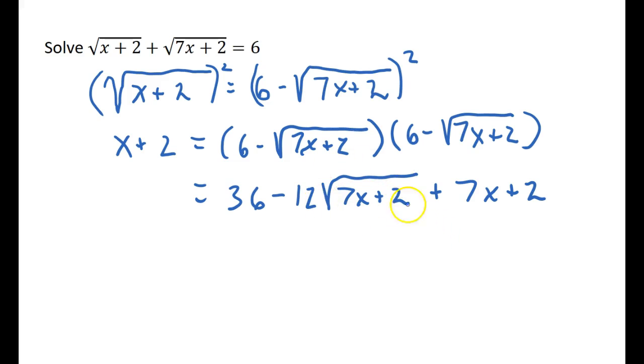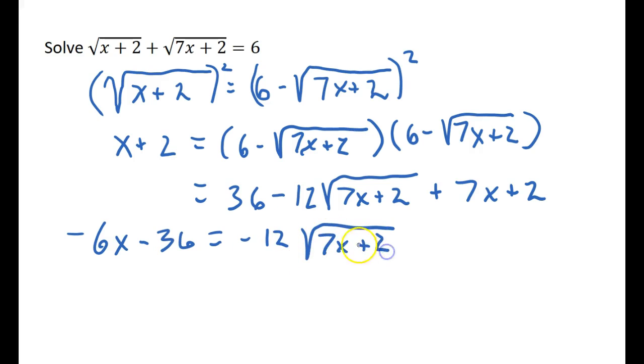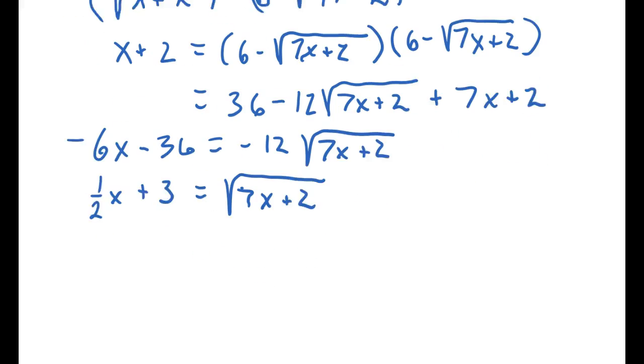Okay, now we're going to isolate this radical and get everything else on the other side. So I'm going to subtract 7x, which is going to give me minus 6x. I'm going to subtract 38, so it's going to give me minus 36 equals negative 12 radical 7x plus 2. I'm going to divide everything by negative 12, so I'm going to get 1/2 x plus 3 equals the square root. I don't have to divide by negative 12, but I just decided to do that. It'll work fine if you don't.